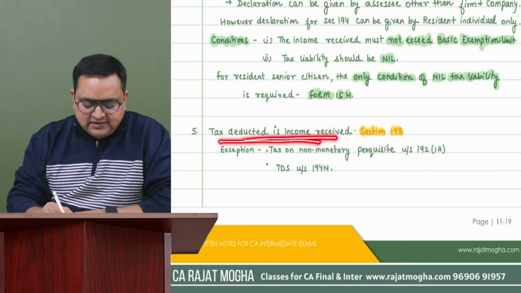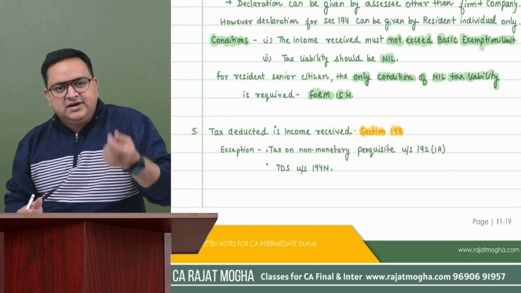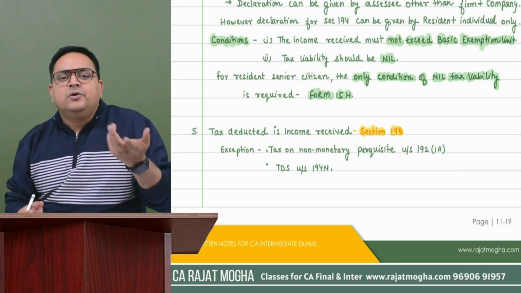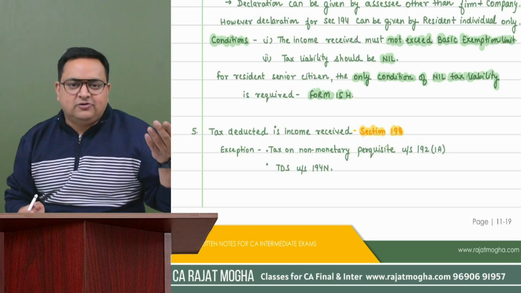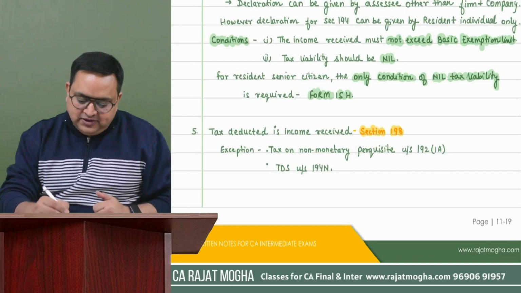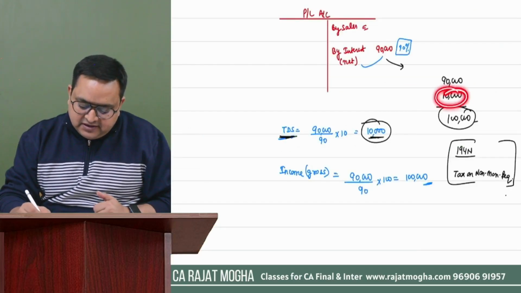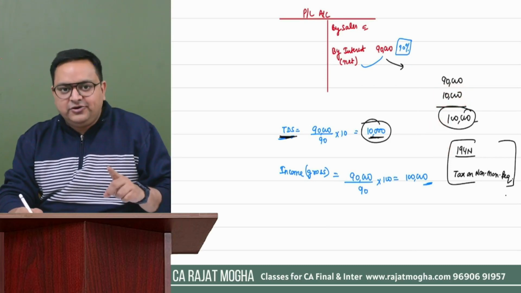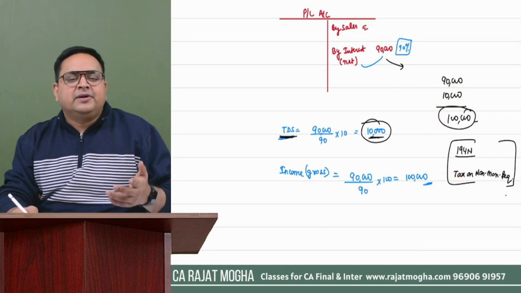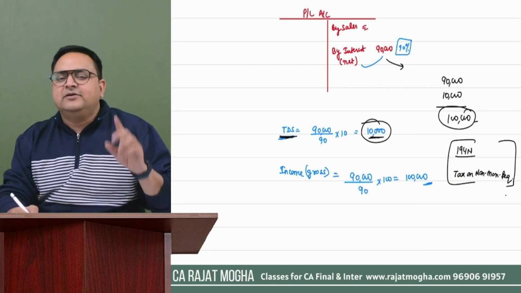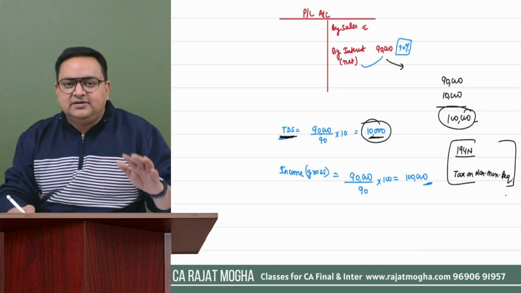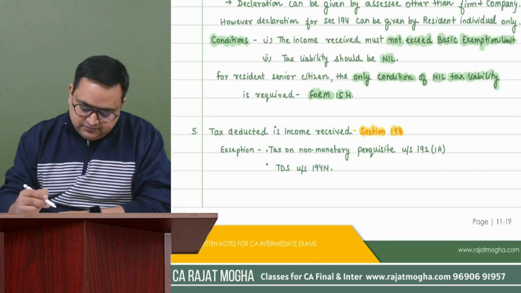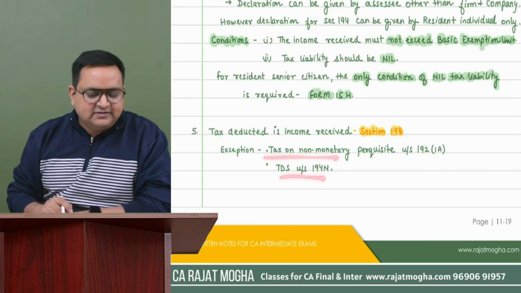Tax deducted is equal to income. Whatever the tax is deducted, it is nothing but your income. Why? Because we always take it at a gross level, before TDS. So whatever is the tax deducted, it will form part of your income, except 194N is not your income, and tax on non-monetary perquisite is not your income because of the section 10 provision, because section 10 exempts such income, right? So both these exceptions are written over here.